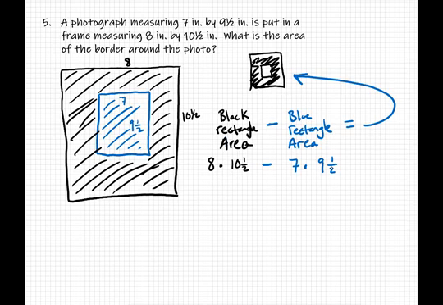Okay, so 8 times 10.5, well, that would be 84 square inches. So we have 8 inches times 10.5 inches, and area is measured in square inches. Okay, and 7 times 9.5, and that is 66 and 1/2 square inches.